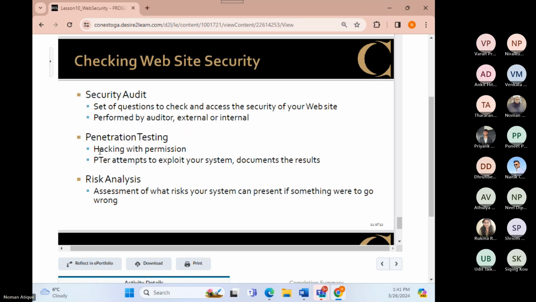Penetration testing, hacking with permission. Penetration testing attempts to exploit your system and documents the result. So hacking with permission will allow hacking of my website. Why? Because I want to see how much my website can bear in a hacking attack. So you have penetration testing, which is hacking with permission.